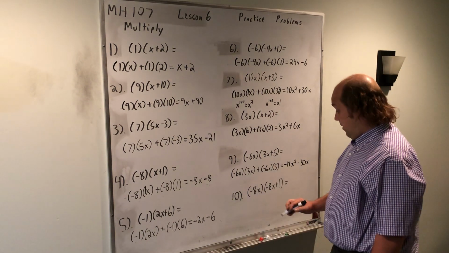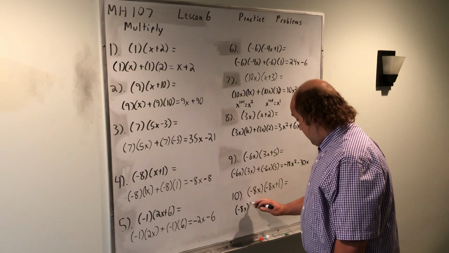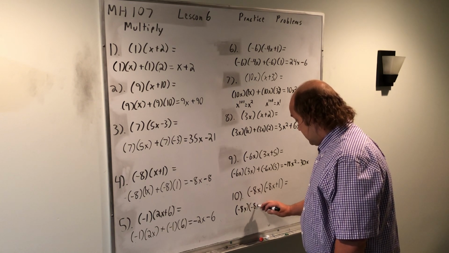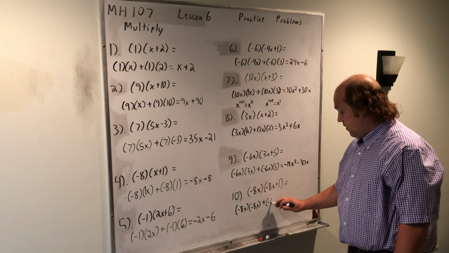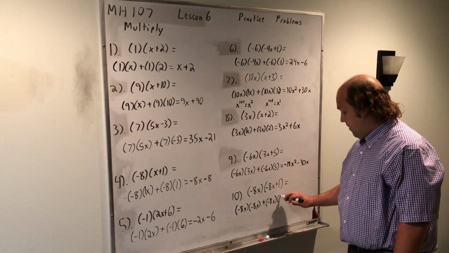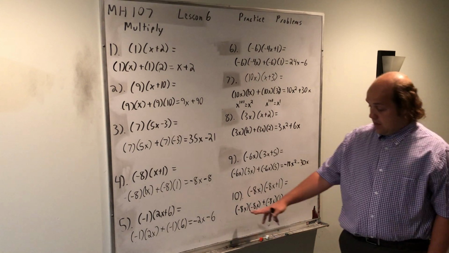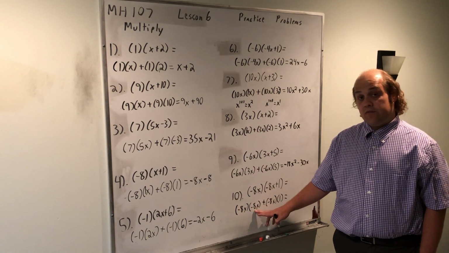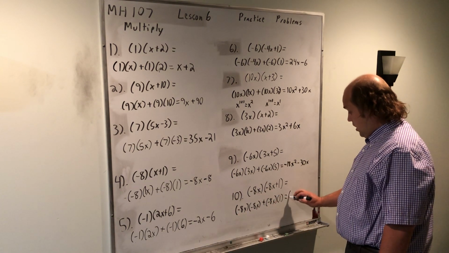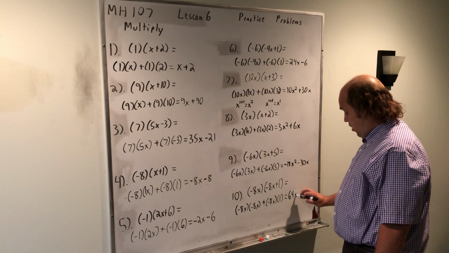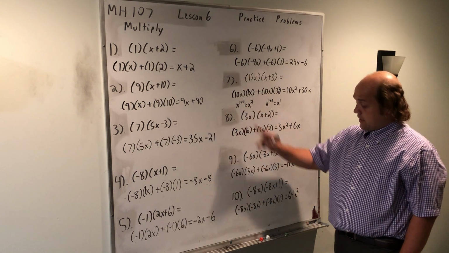In problem number 10, we have the negative 8x out front being multiplied by another negative 8x as the first term in the second parentheses, and then we're adding to that a negative 8x being multiplied by a positive 1, which is the second term in the first parentheses. A negative times a negative is going to give us a positive. 8 times 8 is going to give us 64. So the first term is 64x squared, because x times x gives us x squared.